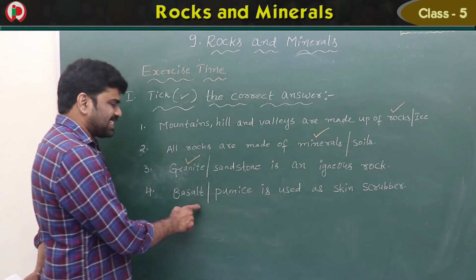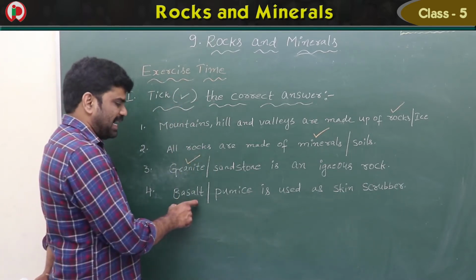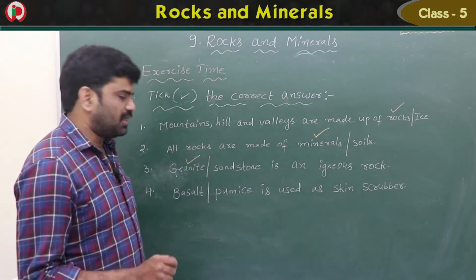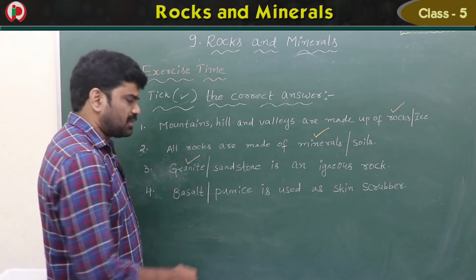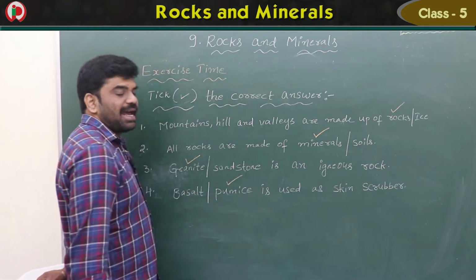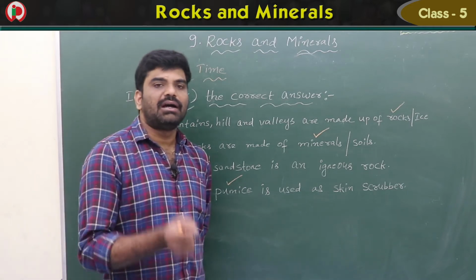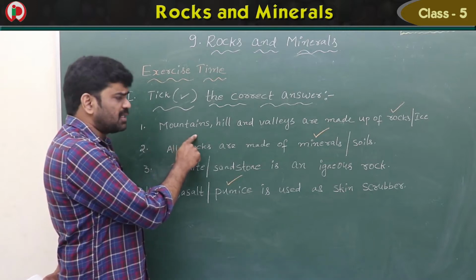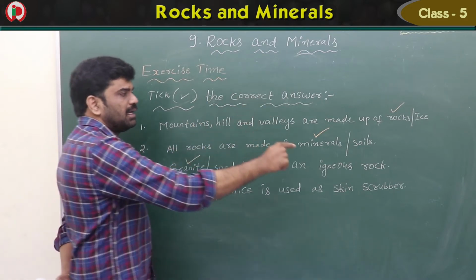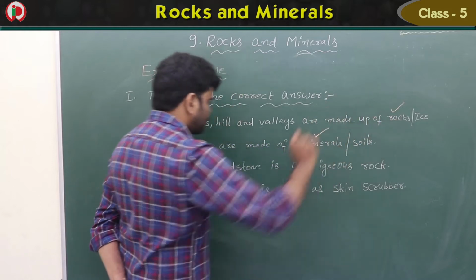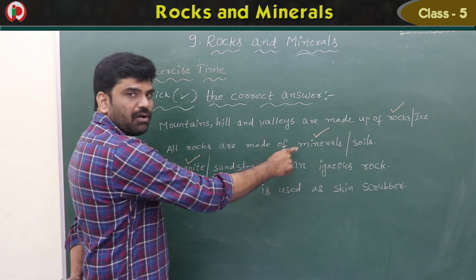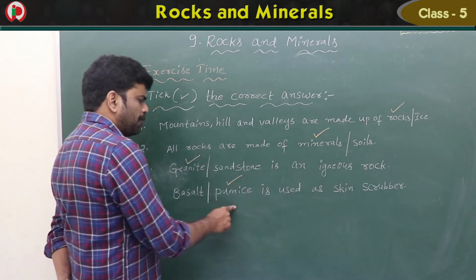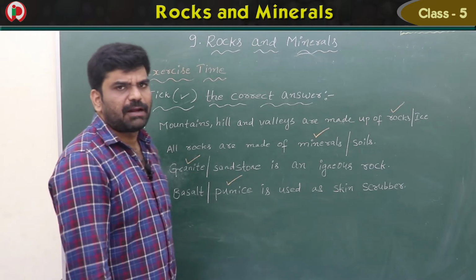And last one, basalt or pumice is used as skin scrubber. Which one of these two? Yes, pumice is used as skin scrubber to remove the dead skin. So once again I repeat, first one, mountains, hills and valleys are made up of rocks. All rocks are made up of minerals. Granite is an igneous rock. Pumice is used as skin scrubber.